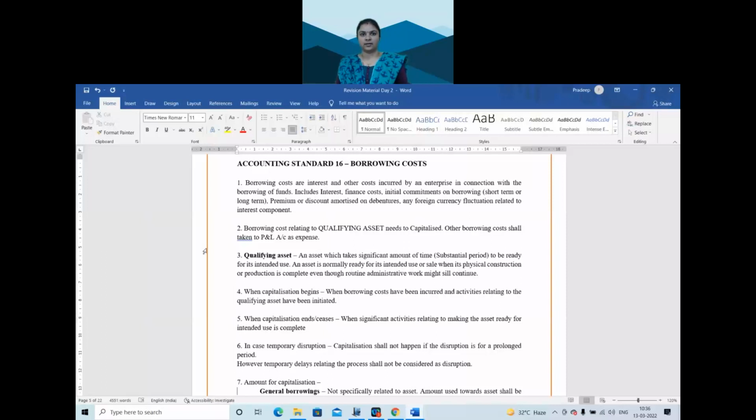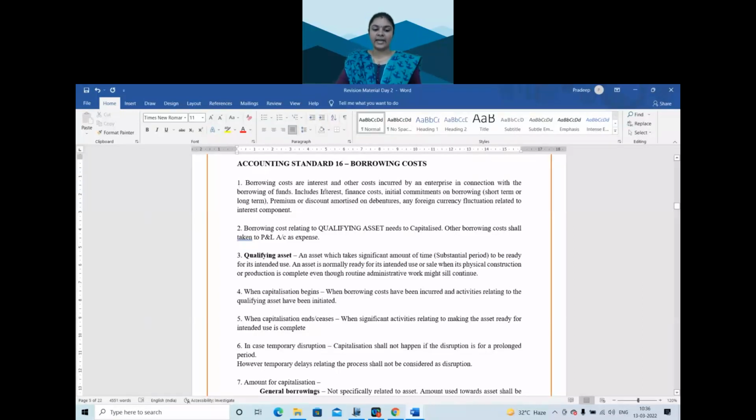Again, more practical related standard, AS 16, borrowing costs. What are borrowing costs? Borrowing cost is cost of borrowing or cost of financing. So they are costs which are incurred in connection with borrowings of the enterprise. When I say borrowing, it can be loans, it can be debentures, it can be any other form of borrowings. But it is not about capital. It is not related to capital costs. It is only and exclusively related to borrowings.